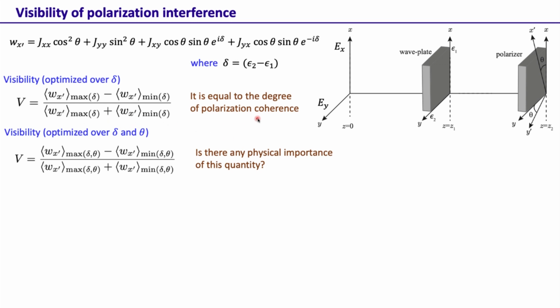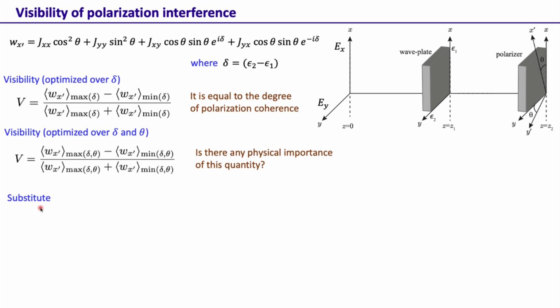Here this visibility equals the degree of polarization coherence, which is the degree of correlation between the field vibrations in these two different directions. So the question is, is there any physical importance of this quantity, this visibility? And that is a question we want to answer today.